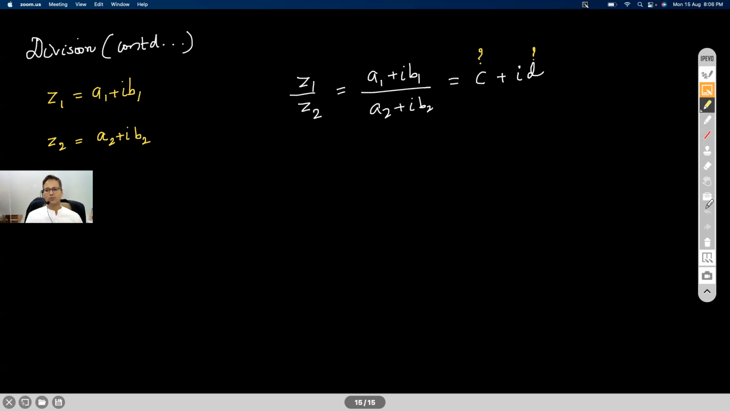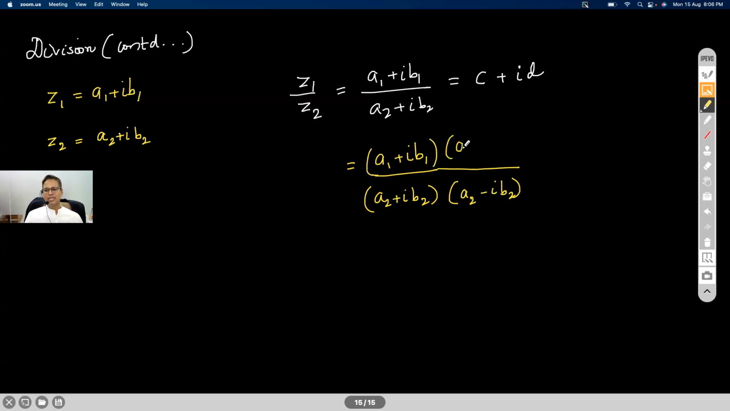Okay, so let's try to figure that out. How will I do that? Here I will have to take the help of my conjugates. I will multiply and divide the entire expression with the conjugate of the denominator. The conjugate of the denominator will be a2 - ib2. So in order to find my c and d, I am multiplying and dividing with the conjugate of the denominator. What will happen to the denominator?